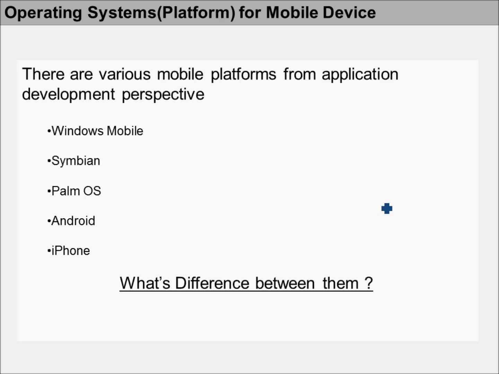So one of them is Windows Mobile, which is developed by Microsoft. Another one is Symbian, which has been one of the oldest and a big market player, although its market share is going down. Another one is the Palm operating system, Android, iPhone, and then there is BlackBerry as well.